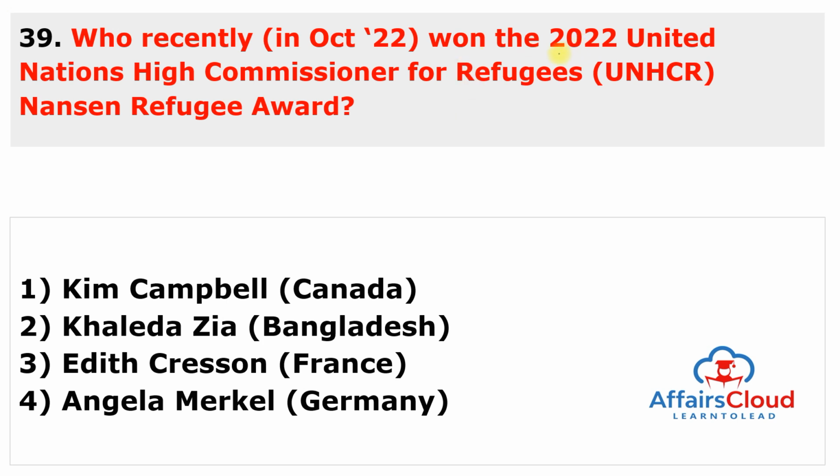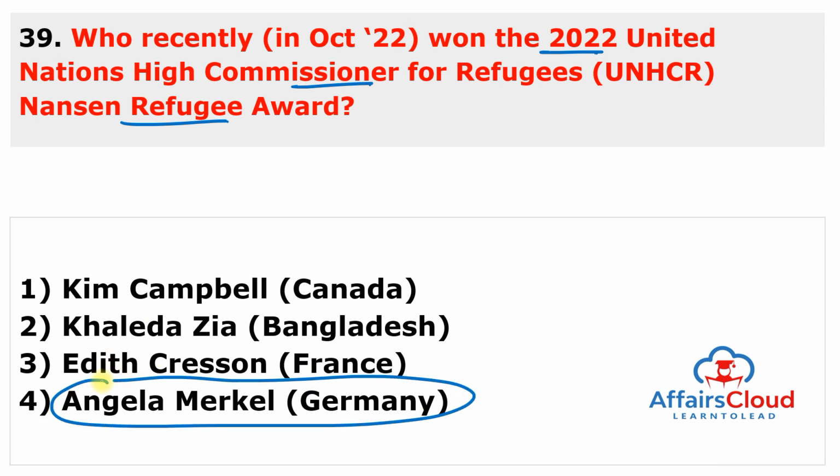Who recently won the 2022 United Nations High Commissioner for Refugees Nansen Refugee Award? This is very important. This award goes to Angela Merkel, the former Chancellor of Germany. Former German Chancellor Dr. Angela Merkel won the 2022 UNHCR Nansen Refugee Award for providing asylum to more than 1.2 million refugees and asylum seekers in 2015-16 during the Syrian crisis.